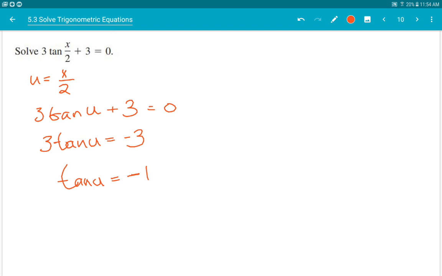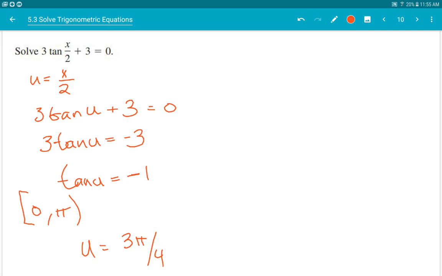Okay. Don't forget that tangent is on the interval from 0 to pi, so there's only one location where tangent's equal to negative 1, and that is going to be where u is equal to 3 pi over 4. Okay, that's going to be the only solution where tangent is equal to negative 1.